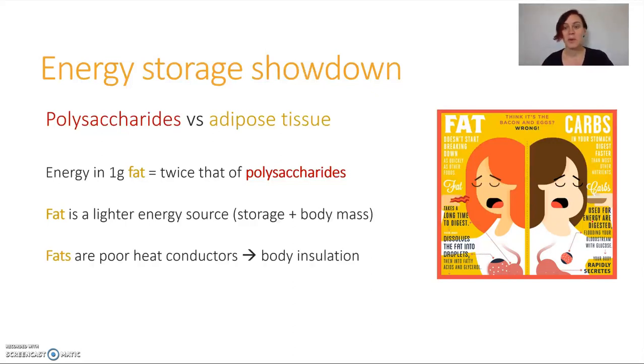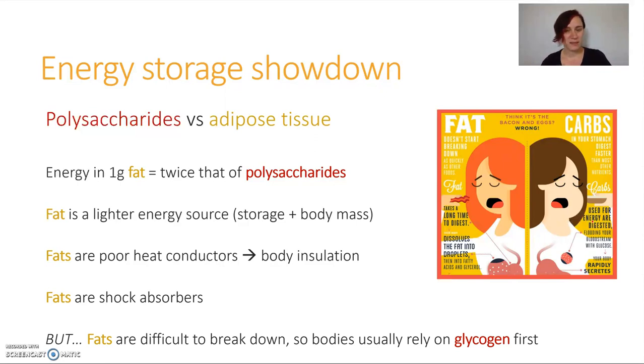Now, fats are really poor at heat conducting, which makes them really good insulators, which means you can warm your body really, really well. Fat is also all the way through our body, encasing our organs. So it's a bit of a shock absorber, which doesn't sound like much, but if you're jumping up and down, there needs to be something holding it in place, and that's part of it as well.